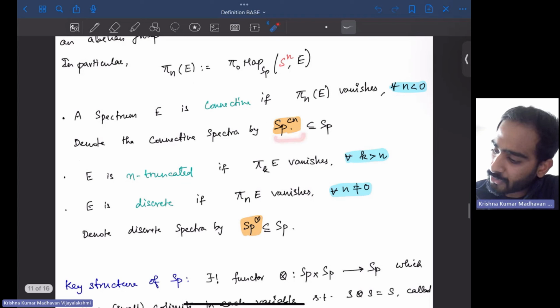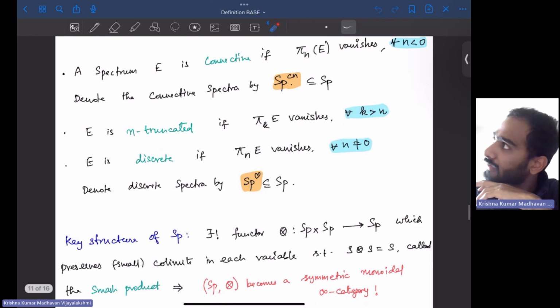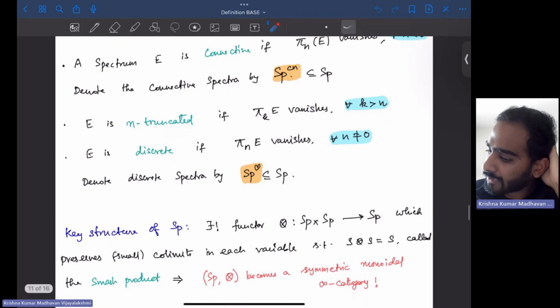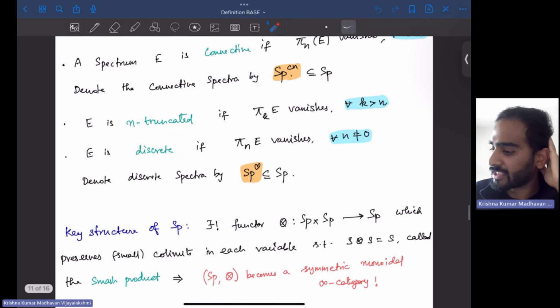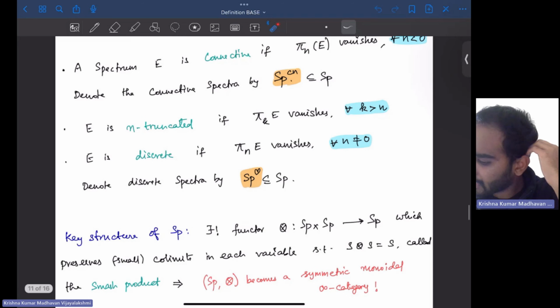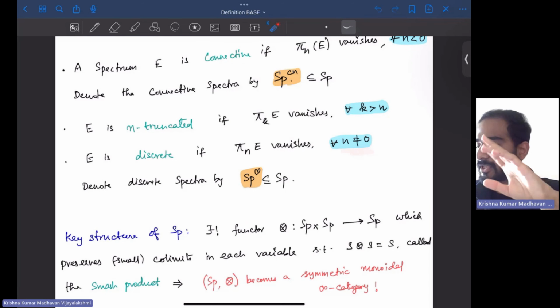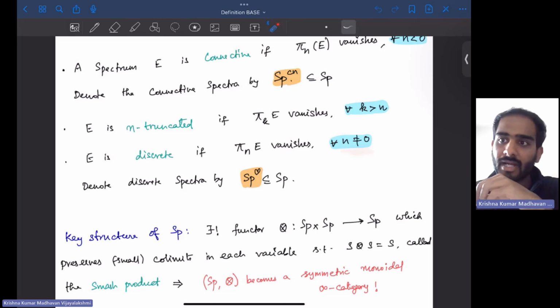And so it's denoted by this upper index Cn. And we say a spectrum is n-truncated if it vanishes after n. So it has only values till n. After n, it's all just identity. It's all just a trivial object. And so combining these two, we have this notion of a discrete spectrum, which is like a zero-connective spectrum in some sense. So if pi n vanishes for every n not equal to 0, then we say it's discrete. So in particular, this is a very strong idea that sort of led to this idea of building this SpDM that we want to sort of classify.